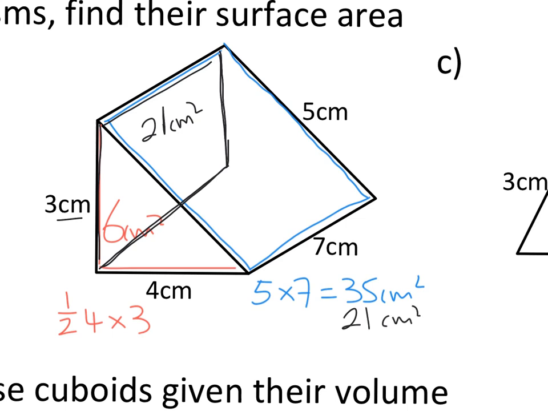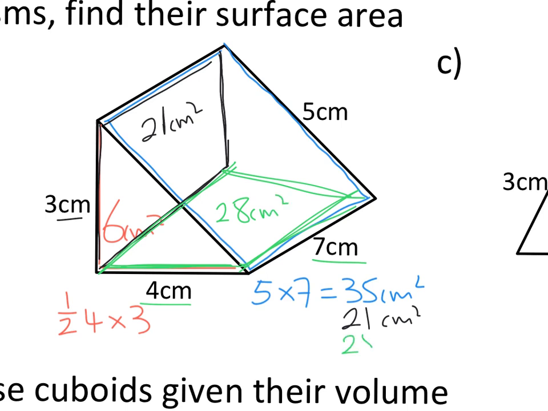And then look at the bottom. Okay, so the bottom will be this length here going along here. That's the base of my triangular prism. So that's going to be 4 times 7, which is 28. Now, remember at the start I said that this front here was 6. I've also got this triangle at the back, which is exactly the same, so it's also going to be 6 centimetres squared.